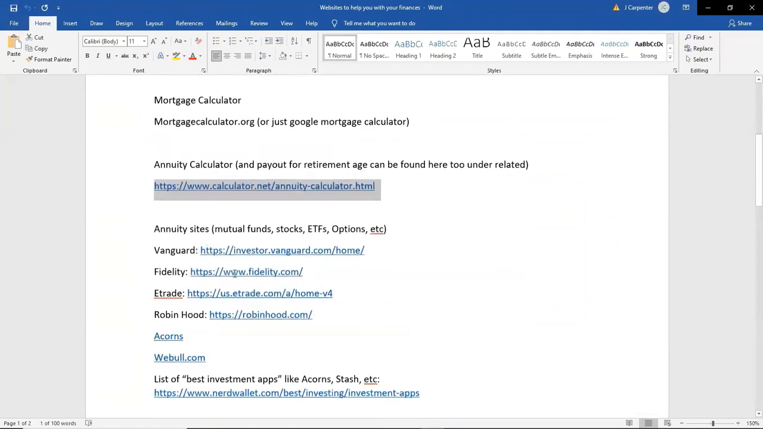Some websites where you can actually get annuities, and they're not usually called annuities anymore. We call them things like mutual funds, stocks, ETFs, bonds, whatever. So here's a whole bunch of different sites: Vanguard, Fidelity, E-Trade, Robinhood, Acorns, Webull. There's a new one out.